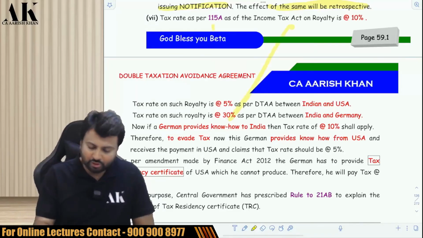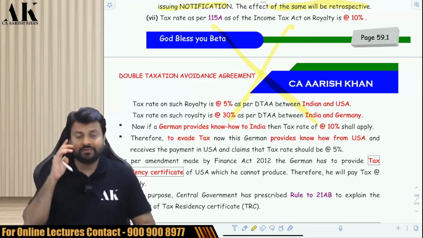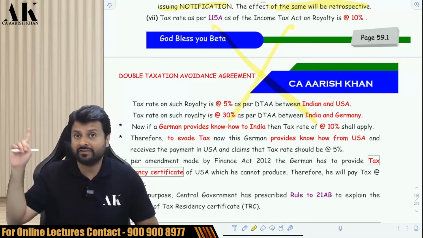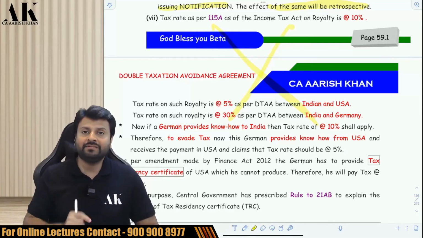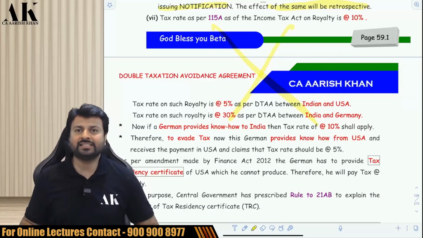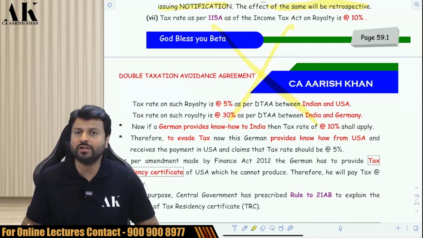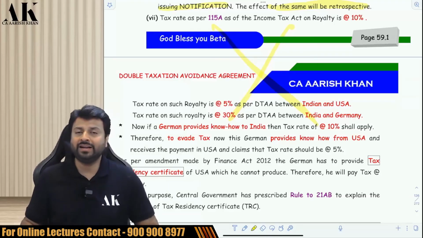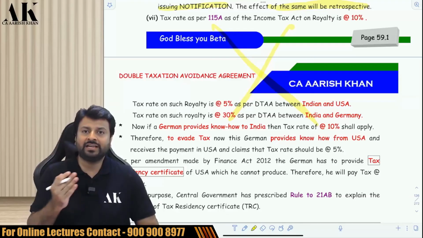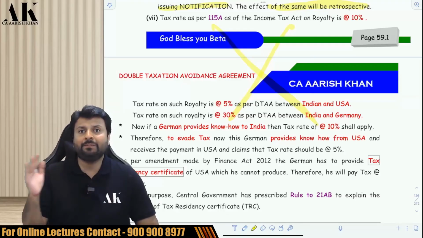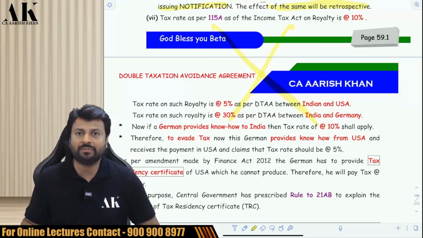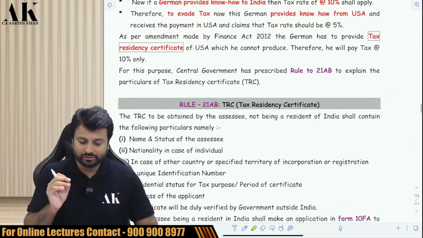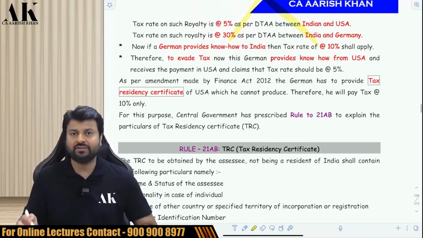The answer is no. In that case, the Indian Tax Authority will ask for a tax residency certificate from that German. That German will not be able to present the tax residency certificate from US Tax Authority. The US Tax Authority are not going to give him the tax residency certificate, and therefore he has to by default apply the provisions of India and Germany DTAA. He cannot apply the provisions of India and US DTAA just because he is going to US and providing services over there. That is not allowed. So this is what the concept of tax residency certificate is all about.